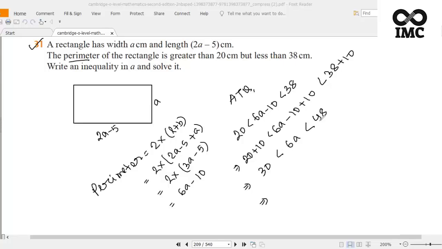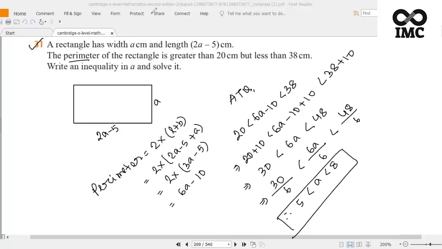Now if we divide each term by 6, then what will we get? 30 by 6 less than 6a by 6 less than 48 by 6. So 30 by 6 is 5, 6a by 6 is a, and 48 by 6 will be 8. And this is the required solution of question number 31.